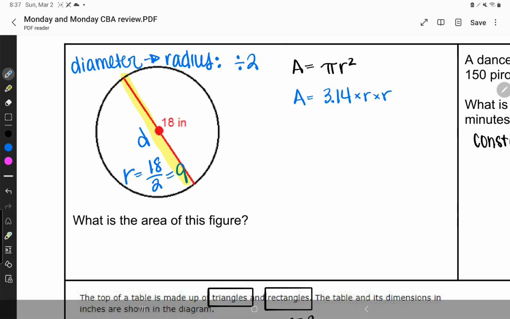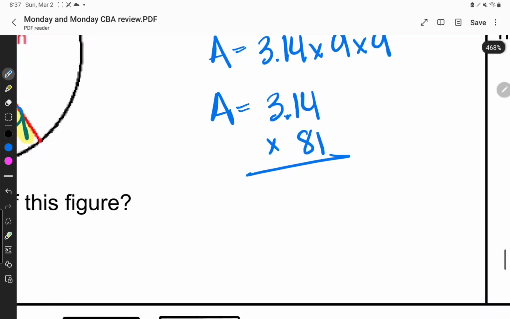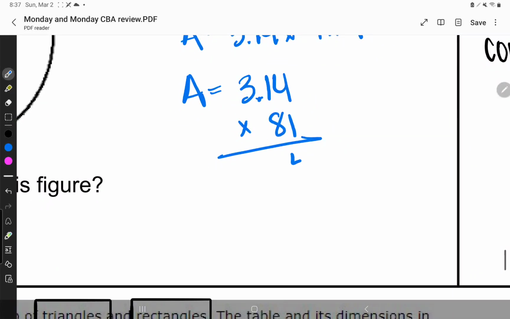How do I plug that in? Area equals 3.14 times 9 times 9. I know that 9 times 9 is 81, so now I'm going to do 3.14 times 81. What do you get when you do that? 4 times 1 is 4. 1 times 1 is 1. 1 times 3 is 3.